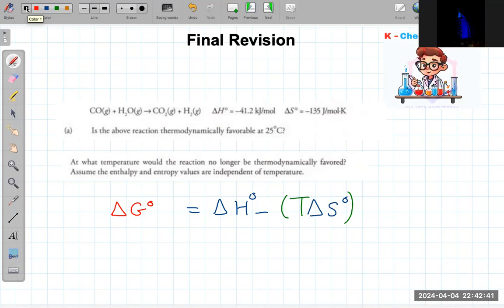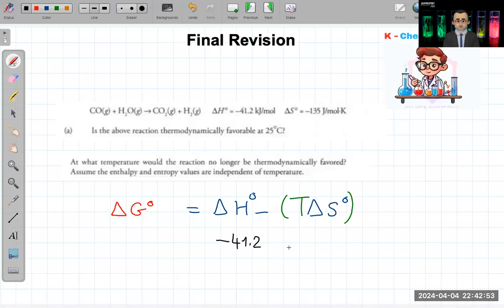Okay, so delta G is equal to delta H minus T delta S. What do you have here? I have the delta H. What was the delta H? Negative 41.2. And what's T? I don't know the T, because he asked me. This one, I'll just copy. I don't want this part.